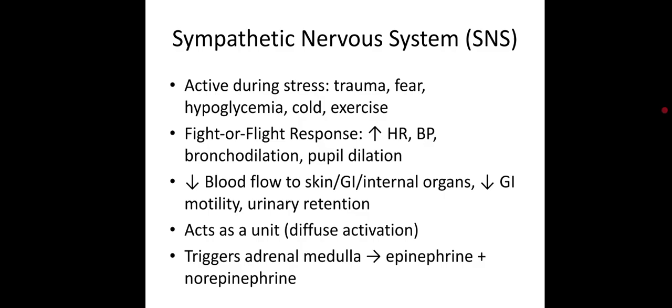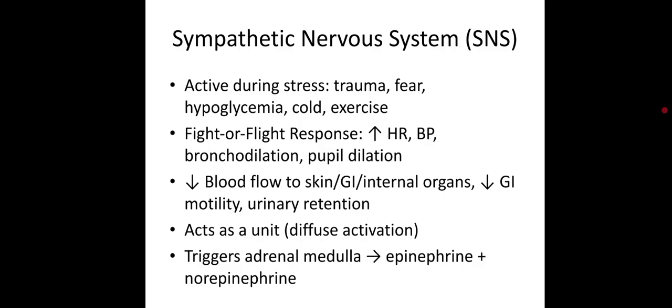In both cases, there will be an increase in the heart rate, an increase in the blood pressure, a decrease in the GI motility, bronchodilation will occur, and the pupils will become dilated. How will this happen? We will discuss it later on. So the blood flow to the skin is reduced, to the GIT is reduced, to the internal organs it is reduced, but to the major organs like the liver and the skeletal muscles, blood flow is increased. How is it increased and how is it decreased? It depends upon the type of receptors. As I have told you, GI motility will also decrease and there will be urinary retention.